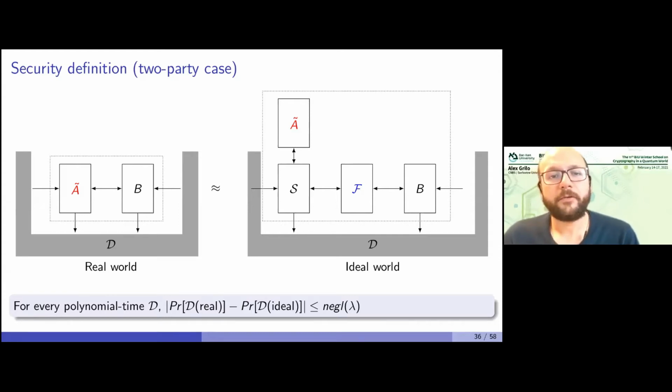And in the ideal world, we have a simulator that interacts with these adversaries. The simulator will receive this input from the distinguisher, and will be able to simulate or run this adversary A tilde, forward or backwards. For instance, you can try to do rewinding. And the simulator also interacts with the ideal functionality, and the honest party just interacts with the ideal functionality.